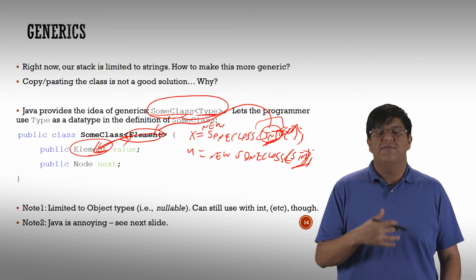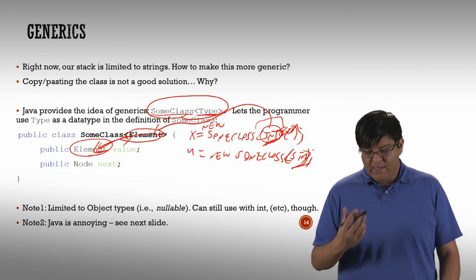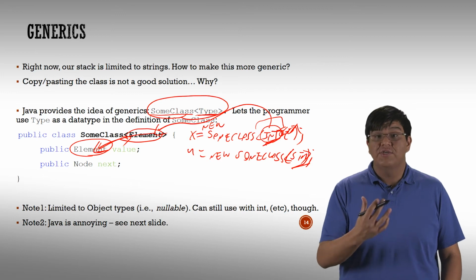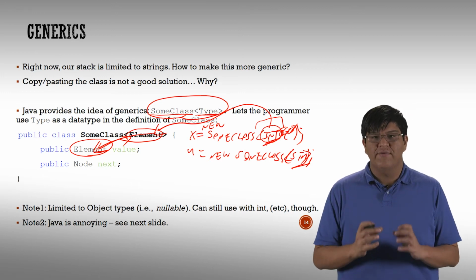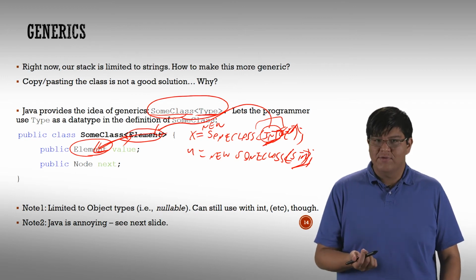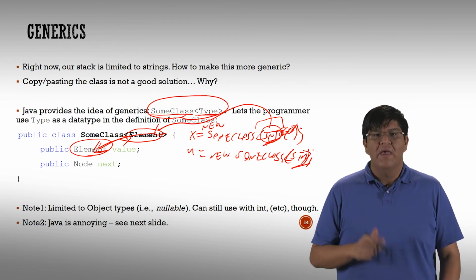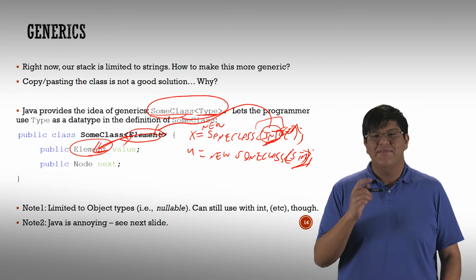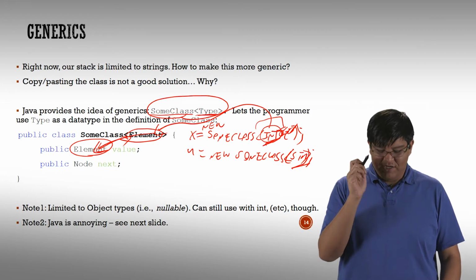Just know that you have to use some sort of an object. So like an int, you can kind of get around it a little bit by using Integer. There's a container or wrapper class that we can use to get around it. But in general, it has to be an object type. It can't be a primitive type. As the last note here, Java is annoying, and you'll see what I mean on the next slide. All right, let's go ahead and move forward.